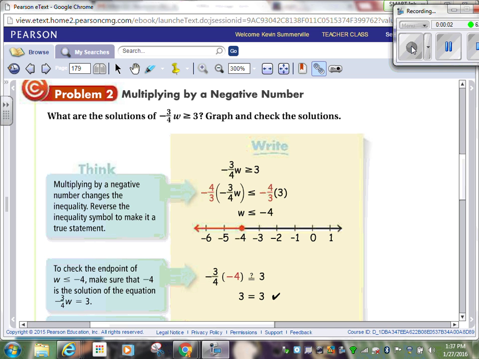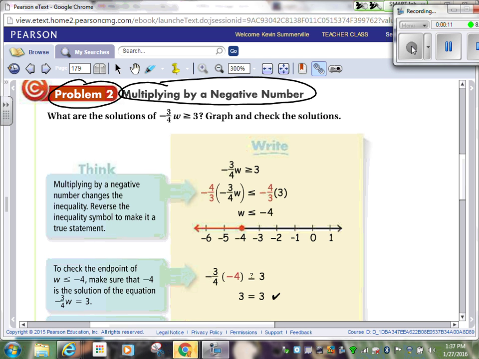Okay, just wanted to review what we've done so far. Looking at problem number 2, when we multiply by a negative number. If I take a look at my original problem right there, I started off with negative 3 over 4w greater than or equal to 3. What are they doing with this number over there? We talked about what?